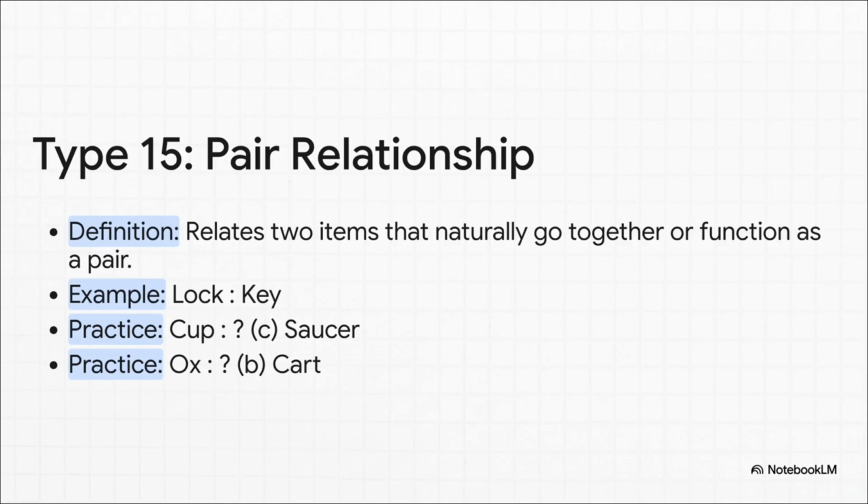And our final type, the pair relationship. These are the classic duos, things that just naturally go together, like a lock and a key. Let's finish strong here. Salt is pretty much always paired with pepper, so a cup is traditionally paired with a saucer. Answer C. A horse pulls a carriage, so what's the functional partner for an ox pulling a heavy load? It's a cart. Answer B.